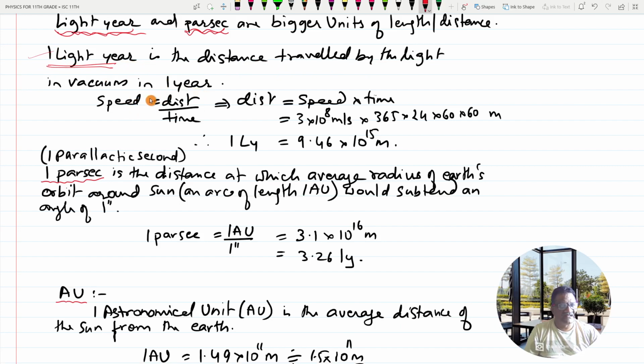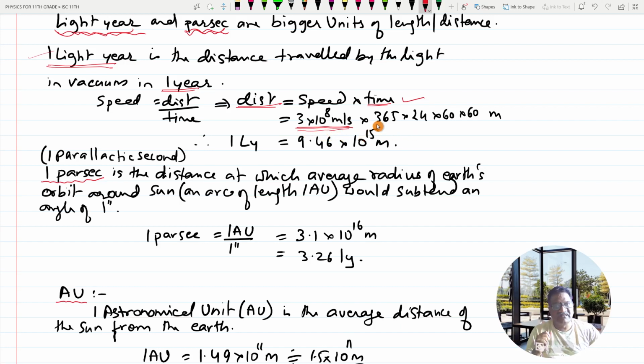Now you know that the speed of light when it travels in vacuum is 3 into 10 raised to 8 meter per second. This is the speed of light. And you know that the formula for speed is speed equal to distance upon time. If you rearrange this formula, you will get distance is equal to speed into time. The speed of light is 3 into 10 raised to 8 meter per second. This is in the SI system. And time is what? You'll have to take the time as 1 year, but the unit for time is seconds. So how many seconds are there in 1 year, that you will have to calculate.